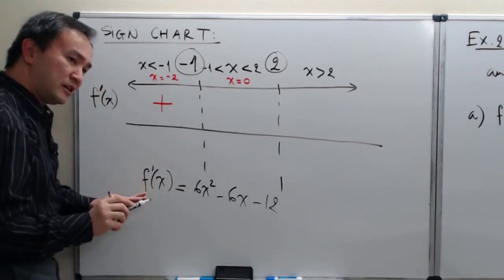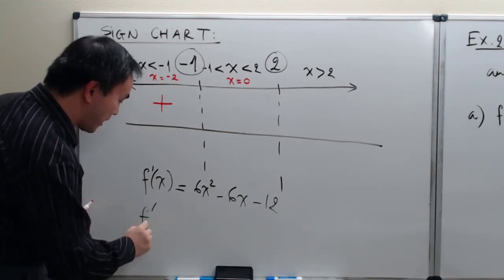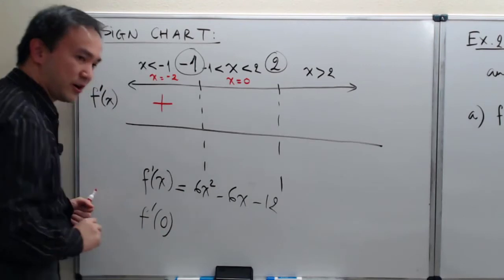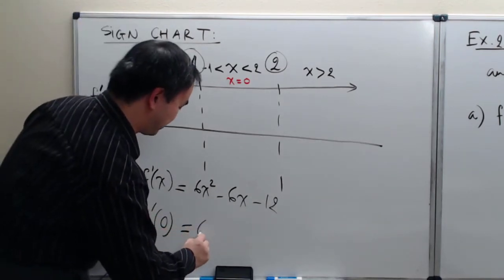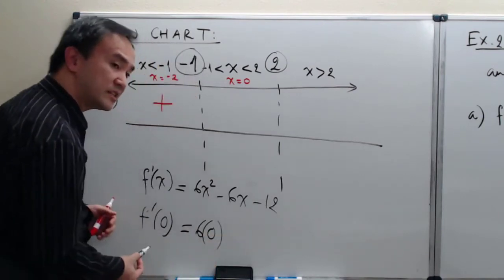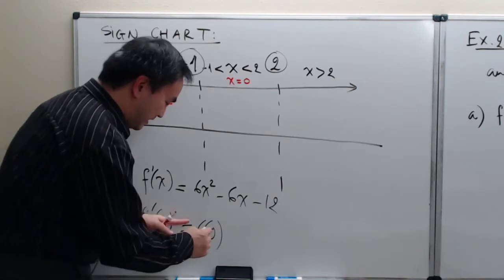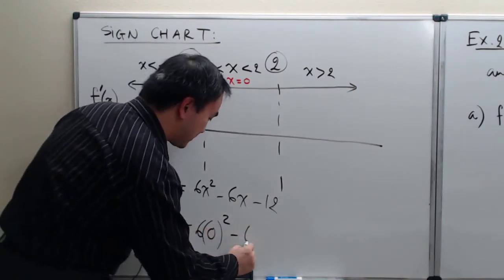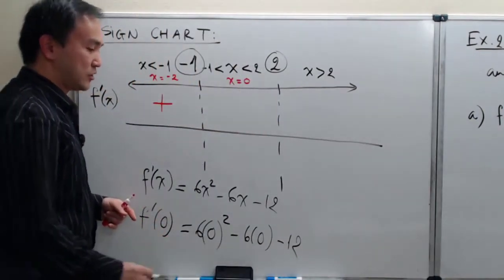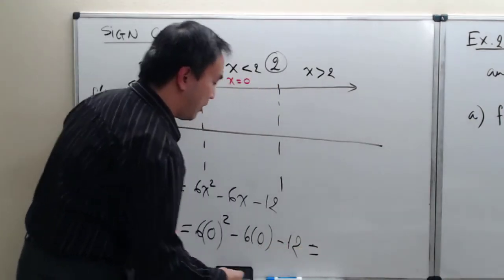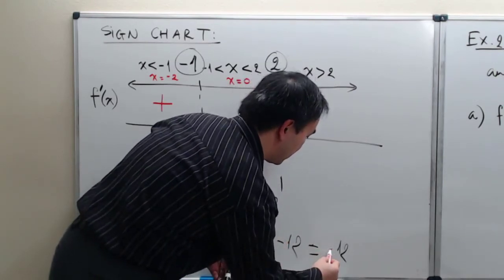Not the beginning, not the original function. So here I'm looking at f prime at 0. Okay, and so f prime at 0, and this is going to be an easy substitution. I don't think I even need to step away for the calculation. 6 times 0 squared minus 6 times 0 minus 12. All right, so my final value here comes out easily a negative 12.